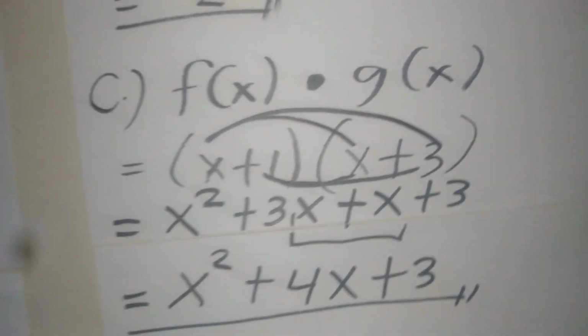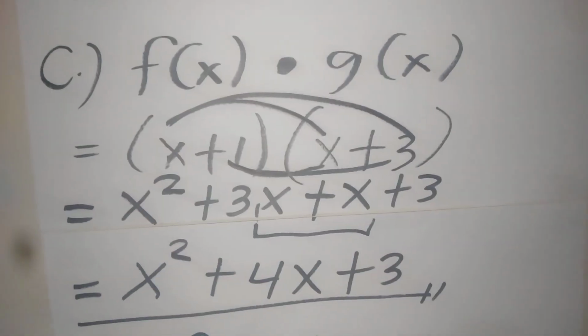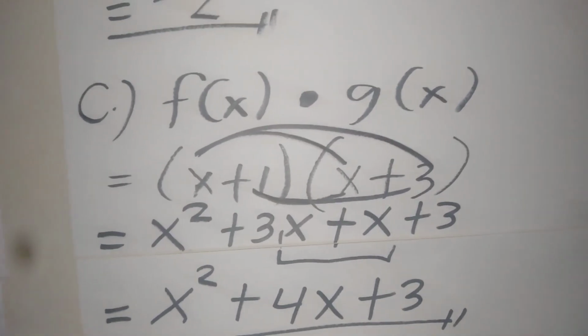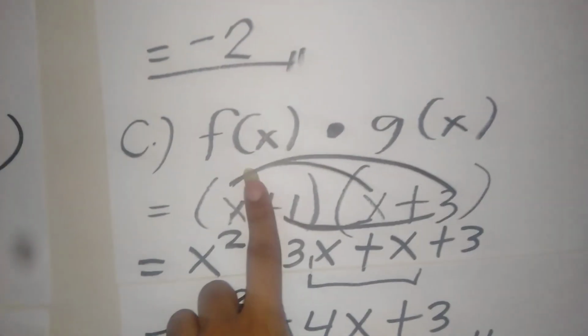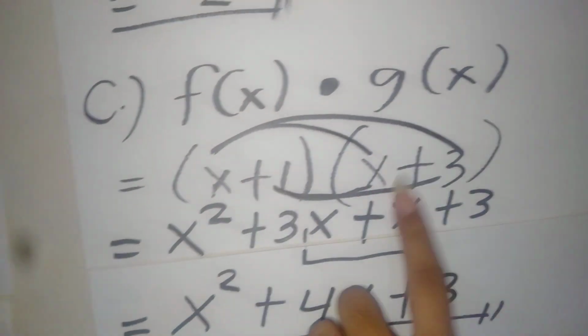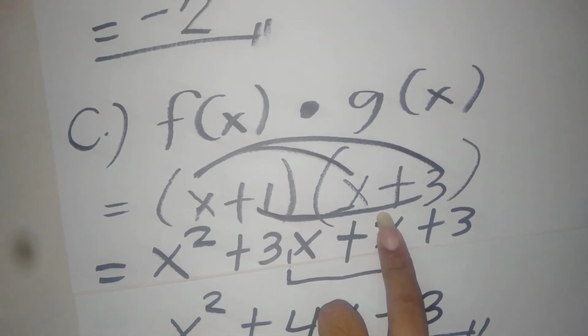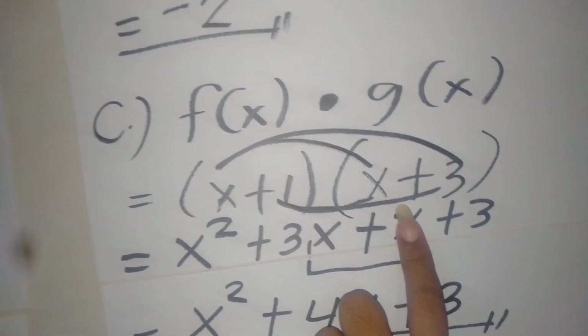The multiplication. F of x times g of x. Kindly write the x plus 1 as the f of x. So, mao na siya. Mao ni si f of x. Maning value nga to diri ba? Ha? Kibalik. Then, multiplied to the quantity x plus 3. That's the g of x.